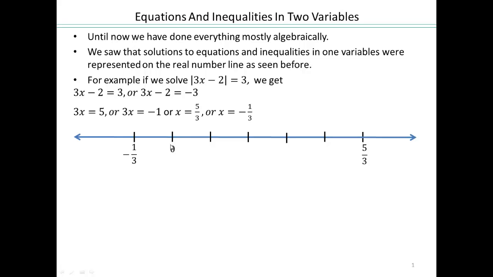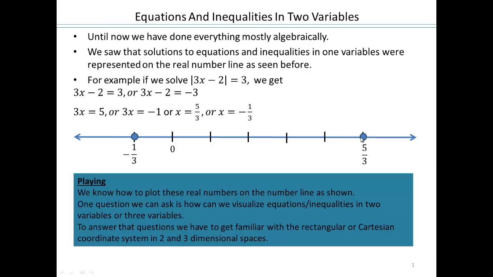So if I label this tick mark as 0, then this is 1/3, 2/3, 3/3, 4/3, 5/3. This is negative 1/3. And so negative 1/3 and 5/3 are your solutions.